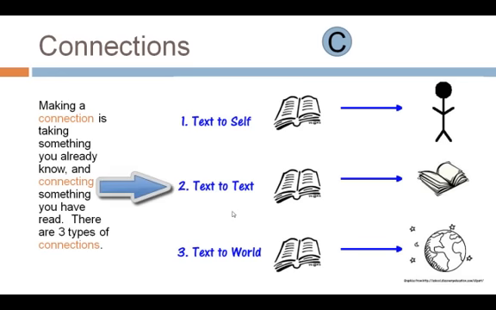And the second type is text to text. That is taking something you have previously read and applying it to what you are now reading. And the third way is text to world. This is taking something you have already learned and connecting it to the book. This could include something you've learned on television, on the internet, or even just in conversation, and applying it to what you have read.